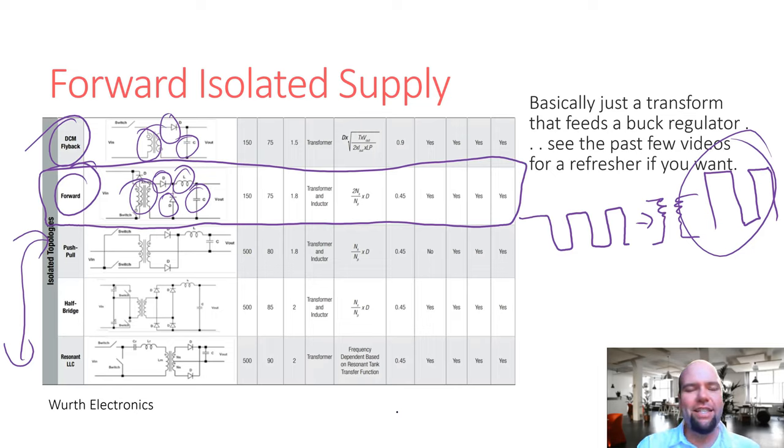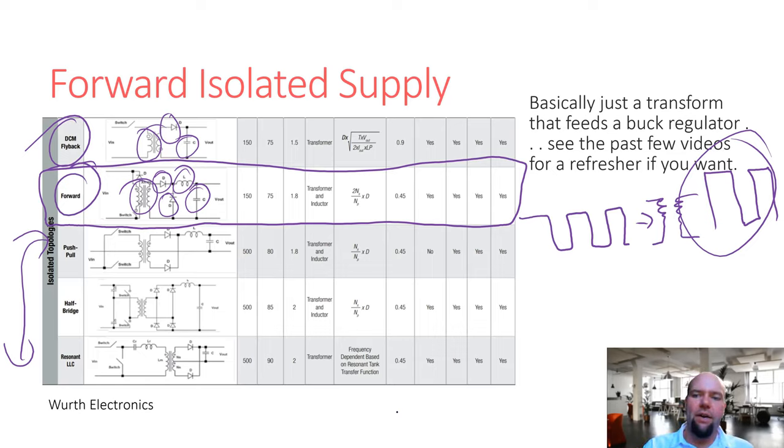All right. So this is the end of our forward isolated supply, or the end of our discussion on DC-DC converters. You'll notice we didn't do a lot of examples in this, and that's for a reason. This is just topical. I'm not asking you to solve equations for these. I just want you to know they exist. I want you to know why we need an isolated supply.